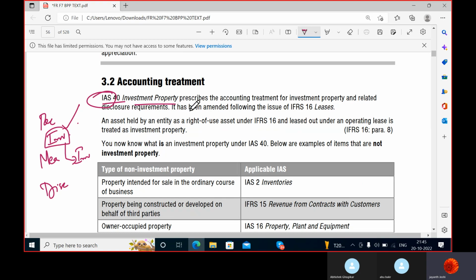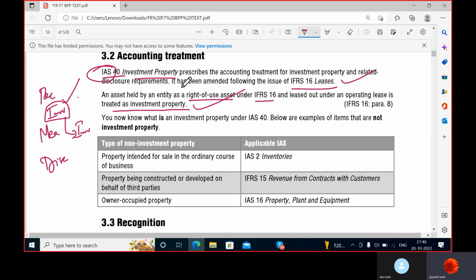Okay, and it has been amended following the issue of IFRS 16 Leases. An asset held by an entity as a right-of-use asset, that means you are using that asset because you have the right to use it, because you are paying the lease rental for that under IFRS 16, and you have leased it as an operating lease, is also treated as an investment property. Now you should understand this.